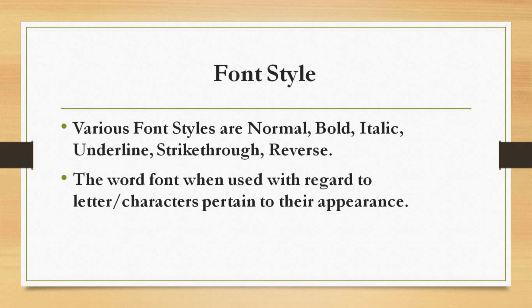Like we have different styles: normal; bold, which makes your text darker; italic, which makes your text slanted; and underline. If you need a line below the text, then you say it is underlined. Strikethrough is a line through the text, and reverse reverses the color of the font.